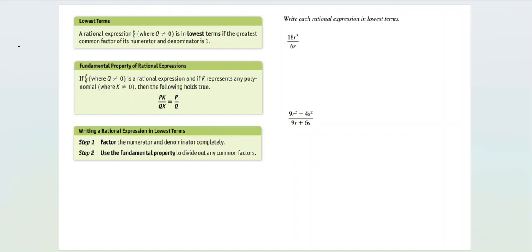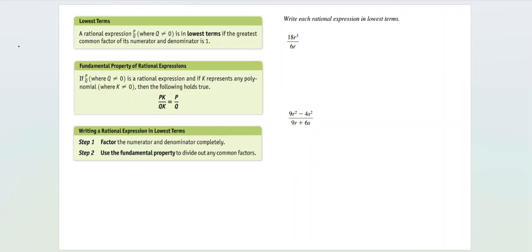They have then a fundamental property of rational expressions that says that if p over q, where q is not equal to 0, is a rational expression, and if k represents any polynomial where k is different from 0, then the following holds true. P times k over q times k is the same as p over q. That means you can simplify the factor k, right? And the expression you get is equivalent, right?